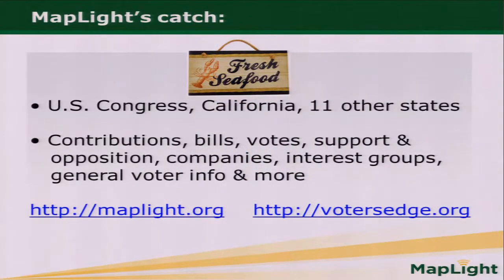But until then, there are organizations like MapLight, like Sunlight Foundation, lots of people who are doing this work and providing the data for you. And to just give you a brief summary of ours, I talked about our California work, but we also have data for U.S. Congress, California, 11 other states on contributions, bills, votes, support and opposition, companies, interest groups, general voter information, and so much more.